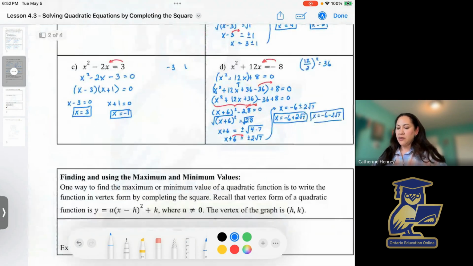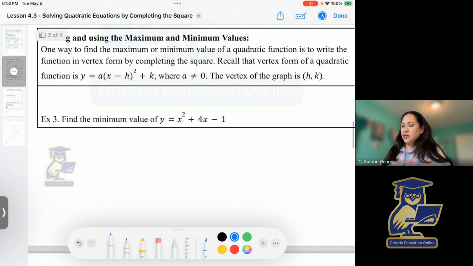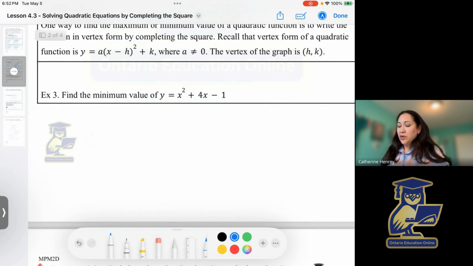Let's move now to talk about finding and using the maximum and minimum values. Another reason why completing the square is helpful is that if we can change standard form to vertex form, we're able to find the maximum and minimum values for the quadratic function. So let's say we're looking for the maximum value, example 3. It's just going to be a little bit of a repeat. We don't know what the minimum value is.